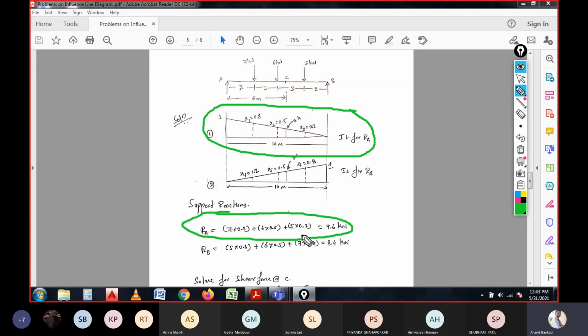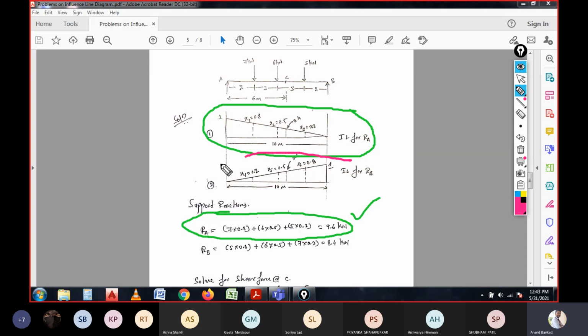considered for RA. So now if you observe over here, 7 kilonewton has the coefficient value of 0.8. The same thing is multiplied: 7 into 0.8 plus 6 into 0.5, where 0.5 is the coefficient value, again 5 into 0.2, which is here. That means the reaction support at A has a force of 9.6. This is how we need to calculate.